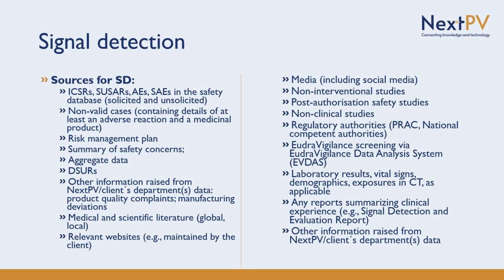Signal detection. Signal detection involves identifying potential signals from various sources. These sources include individual case reports, suspected unexpected serious adverse reactions, adverse events, and serious adverse events in the safety database. Other sources of signals include risk management plans, aggregate data, and medical and scientific literature. Regulatory authorities like Pharmacovigilance Risk Assessment Committee, PRAC, and EudraVigilance Data Analysis System, EVDAS, also play a role in signal detection. Effective signal detection is the first step in identifying potential safety concerns.